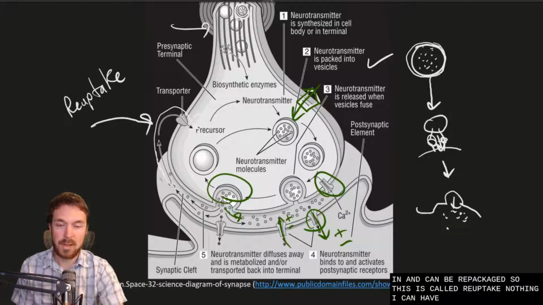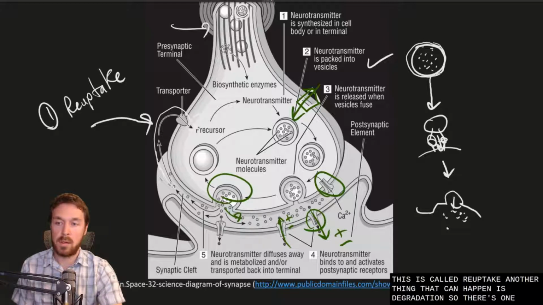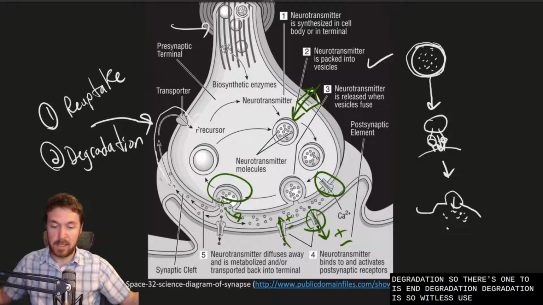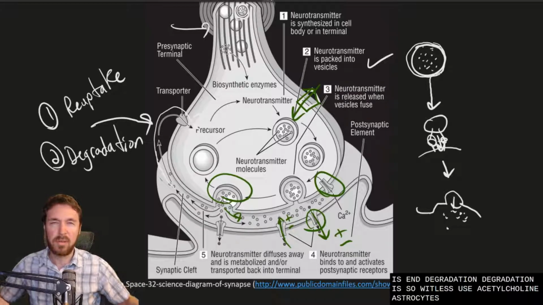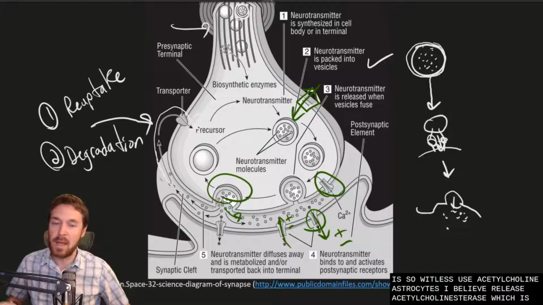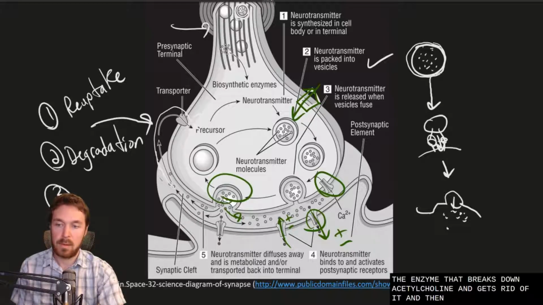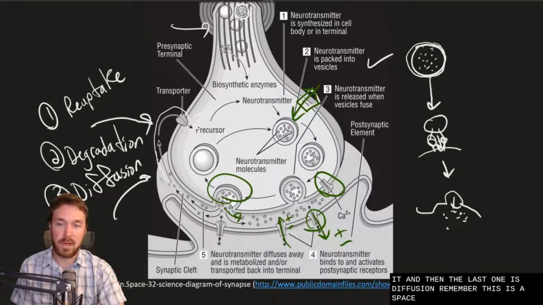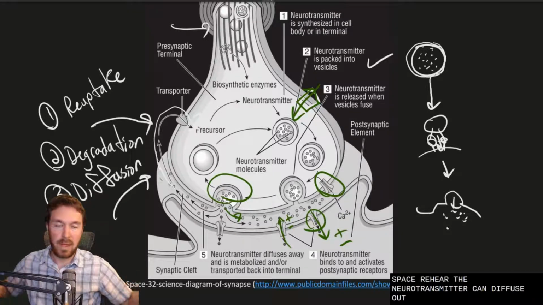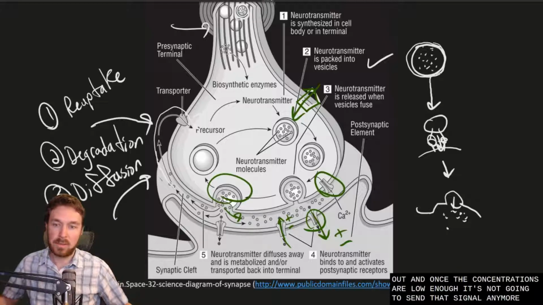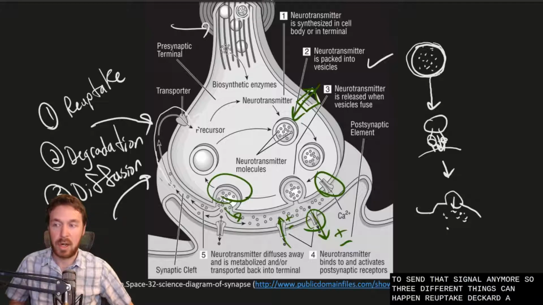Another thing that can happen is degradation. So there's 1, 2 is then degradation. Degradation is, so let's use acetylcholine. Astrocytes, I believe, release acetylcholine esterase, which is the enzyme that breaks down acetylcholine and gets rid of it. And then the last one is diffusion. So remember, this is a space right here. That neurotransmitter can diffuse out, and once the concentrations are low enough, it's not going to send that signal anymore. So 3 different things can happen: reuptake, degradation, and diffusion.